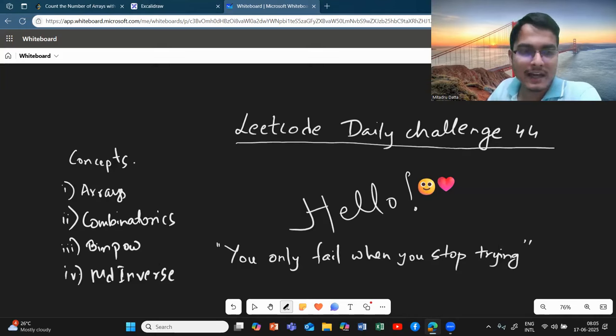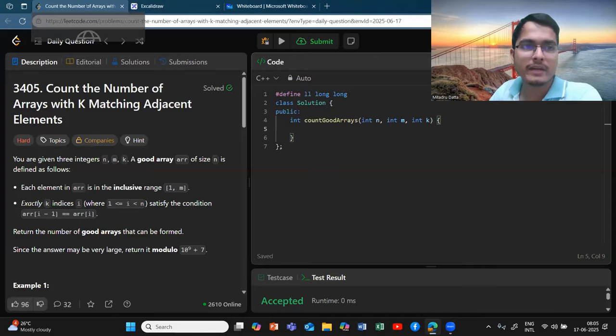So today's daily challenge on Leetcode is mostly a combinatorics problem. It consists of binary exponentiation and mod inverse also. So if you don't know this concept, just stay with me. I will explain everything in great detail, and I will also show the implementation of all.